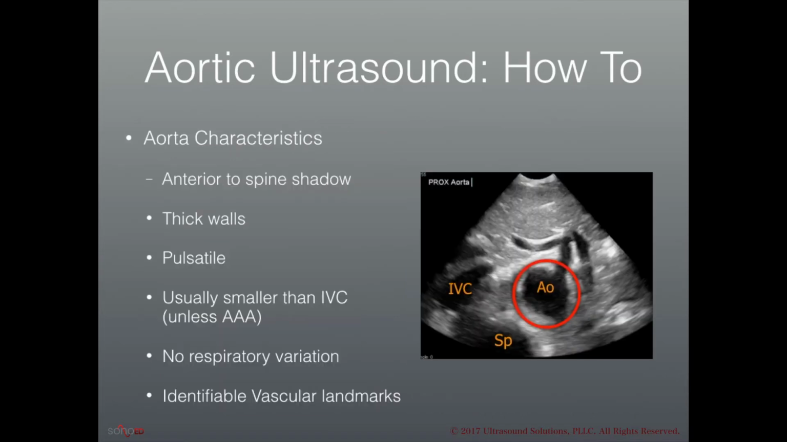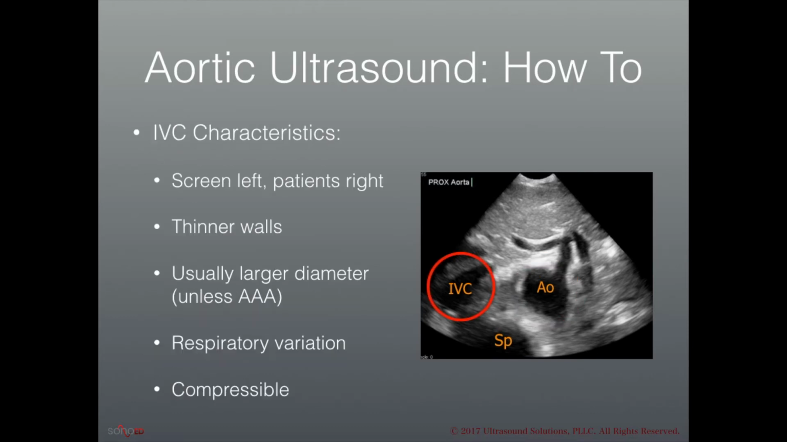The aorta, being an artery, has several intrinsic characteristics. Arteries have thick walls, a pulsatile nature. They don't have respiratory variation like the IVC when the patient inhales and exhales, and there are multiple identifiable vascular landmarks. In addition, the aorta, as mentioned previously, is just anterior to the spine shadow, although often a little bit to the left.